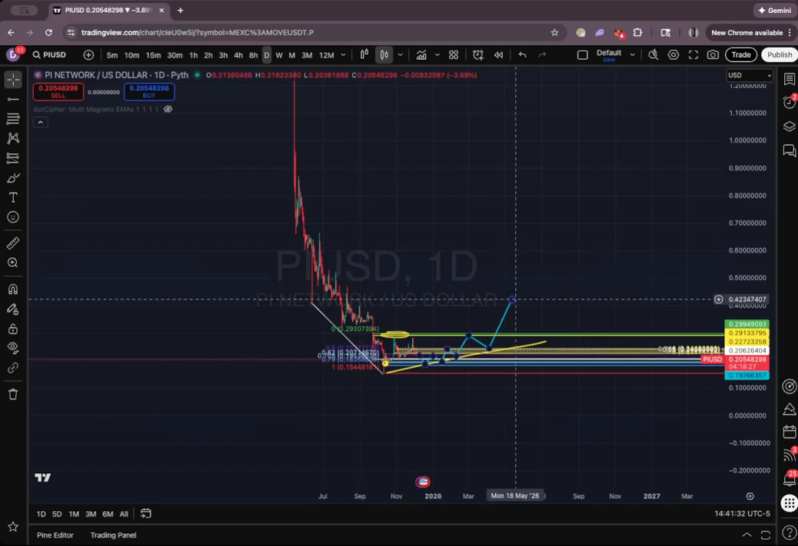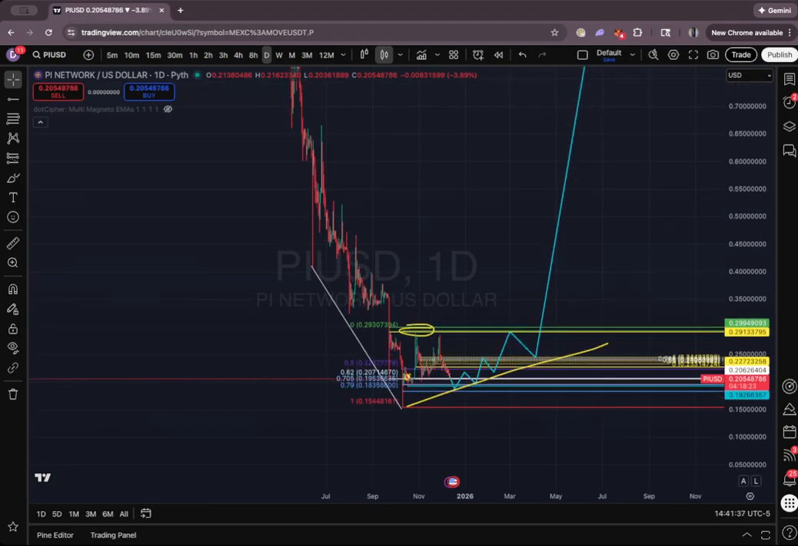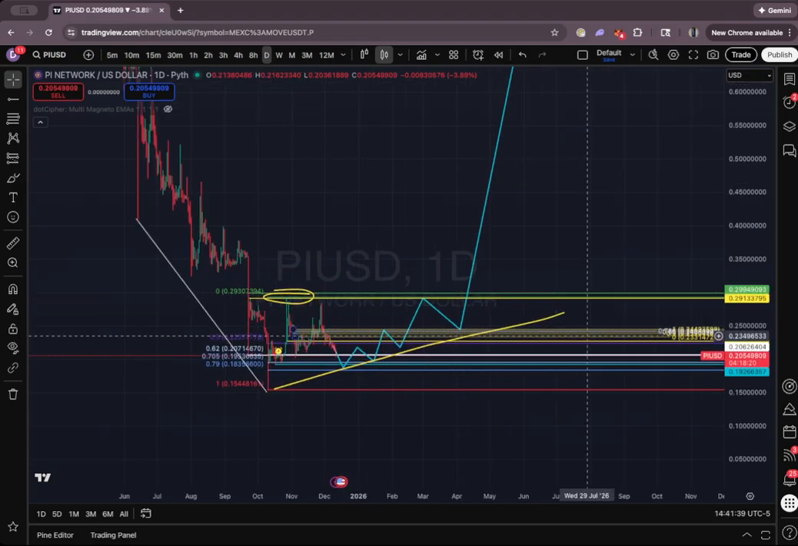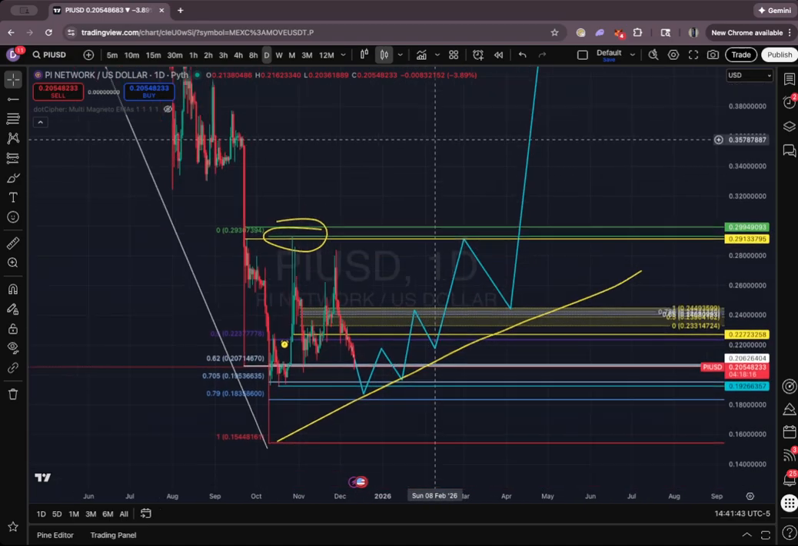All the way up to like $1, easily from here. Right now it's at 20 cents, over the course of the next year. So the range on this one looks great.